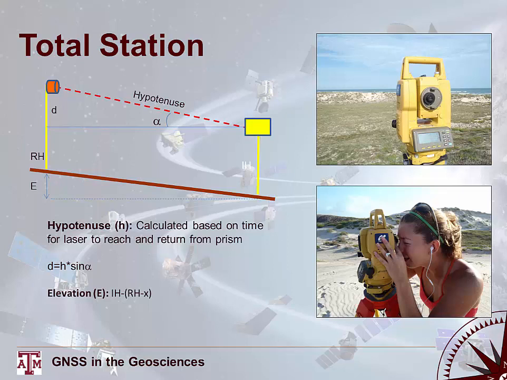So the hypotenuse of a straight line distance from the total station to the prism is based upon the time it takes for the laser to reach the prism and to return to the total station. Now, the elevation is computed by subtracting d from the prism height and subtracting this value by the instrument height. Both of these calculations are done internally by the unit, though. You don't need to be concerned with them. Just understand how the system works, how it calculates the position.